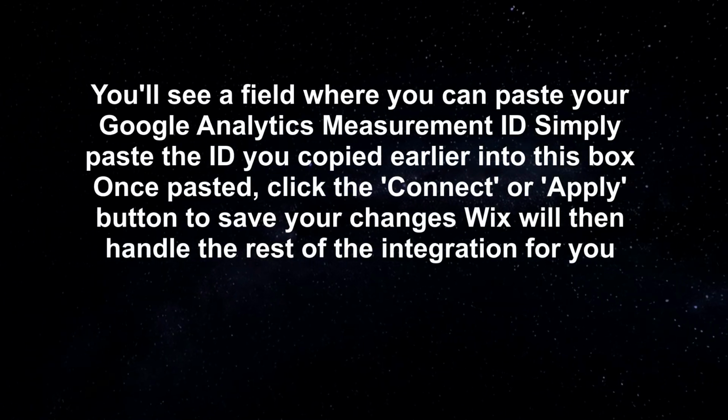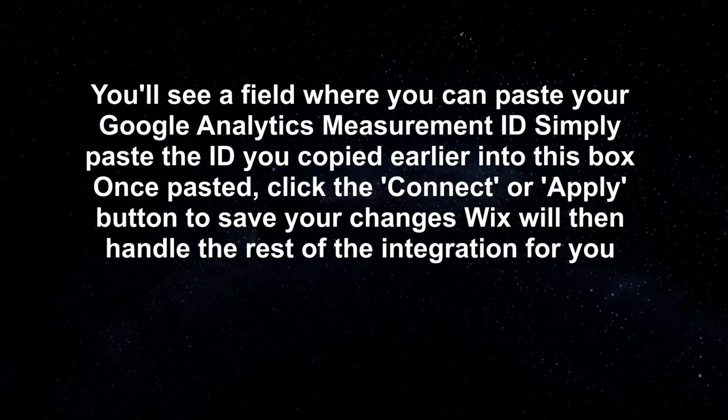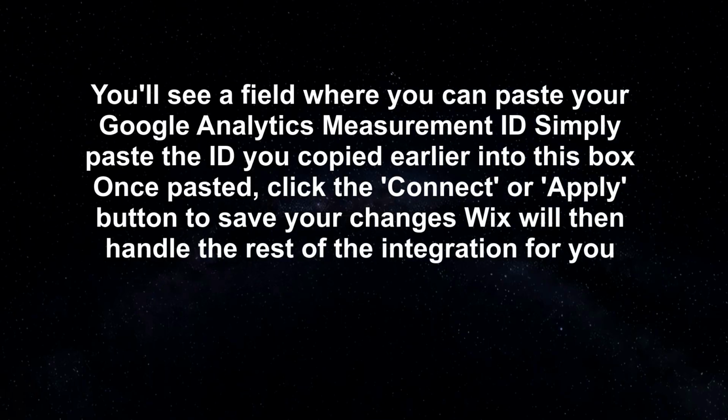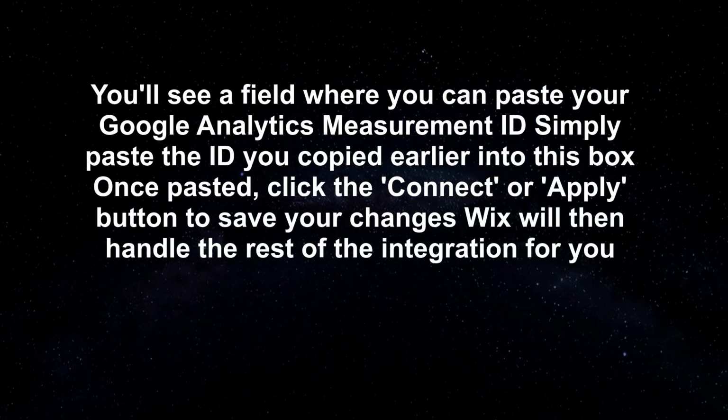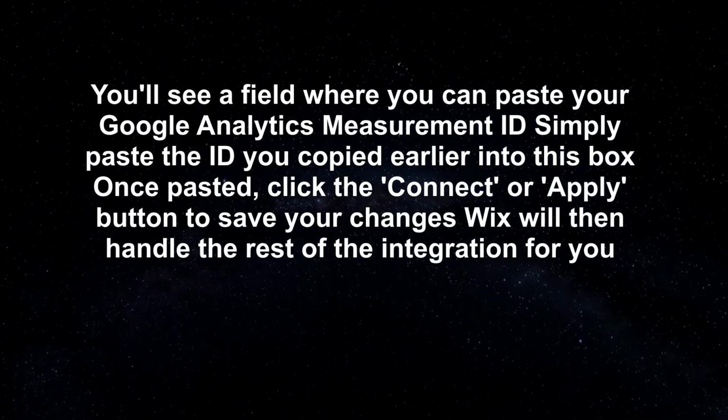You'll see a field where you can paste your Google Analytics measurement ID. Simply paste the ID you copied earlier into this box. Once pasted, click the Connect or Apply button to save your changes. Wix will then handle the rest of the integration for you.